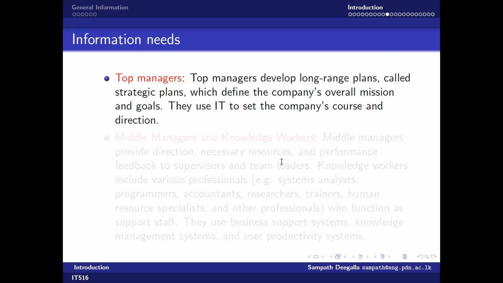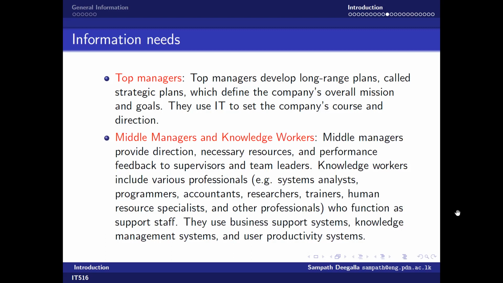And then we have middle managers and knowledge workers, who provide the direction, necessary resources and performance feedback to supervisors and team leaders. Knowledge workers include various professionals. We have systems analysts, programmers, accountants, researchers, trainers, human resource specialists, and other professionals who come under supporting staff. Basically what they need is business support systems, knowledge management systems, and user productivity systems to work.